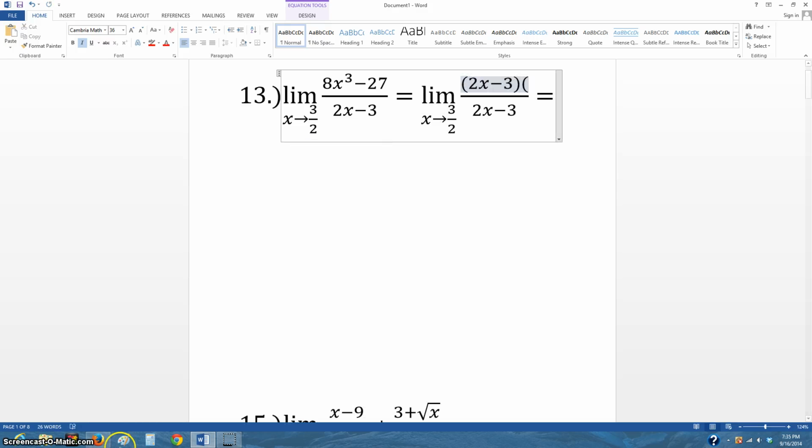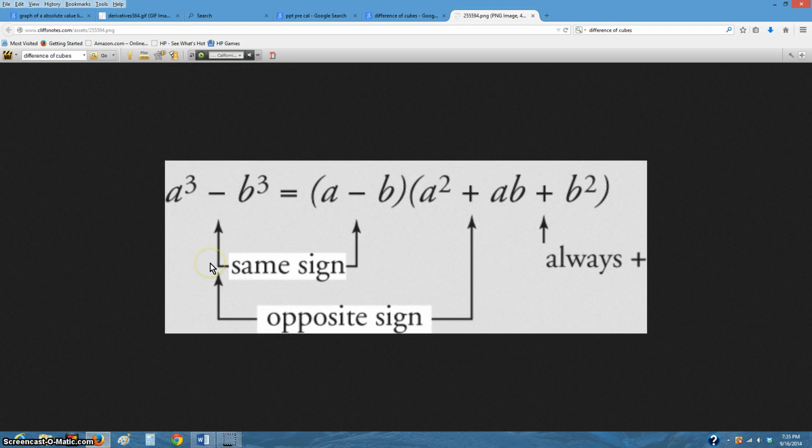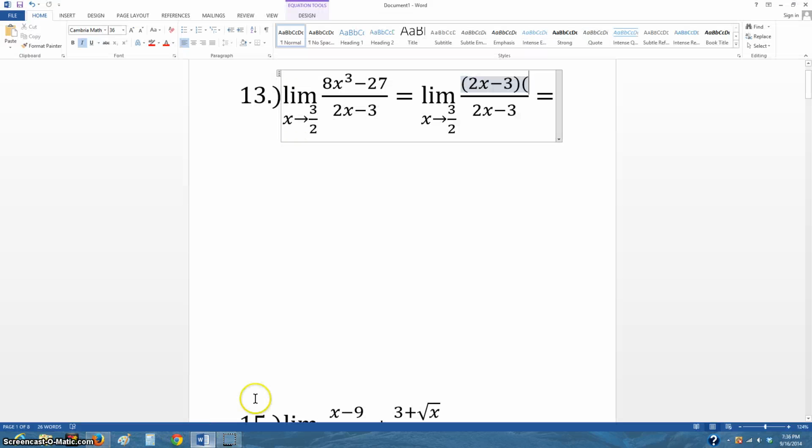Now we have to do the other part, which is up here. So in case you didn't get it, it's still right there. A cubed minus b cubed is equal to a minus b times a squared plus ab plus b squared. Okay, so if we take a look at it, we've already done this. This one is 2x, and this one is 3. The next one says a squared. Okay, so let's go to our problem. Here is a. Well, if I square that, I get 4x squared.